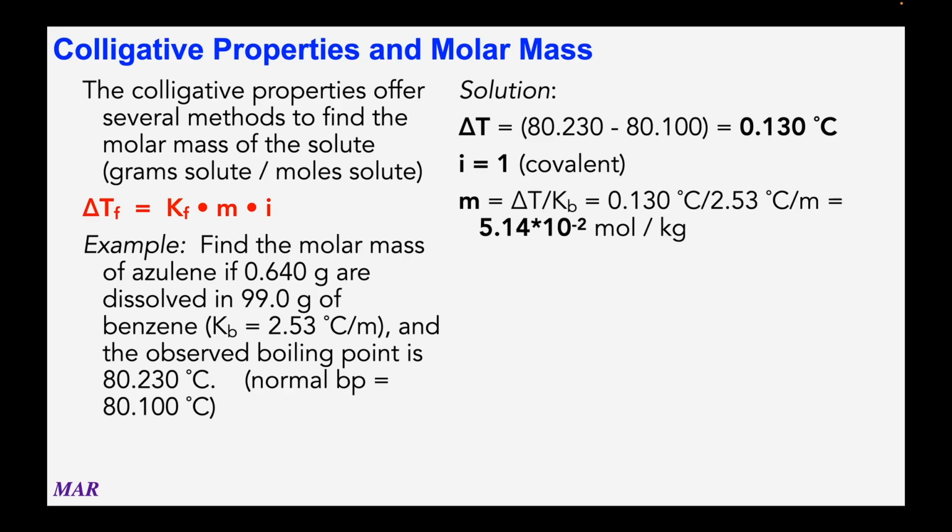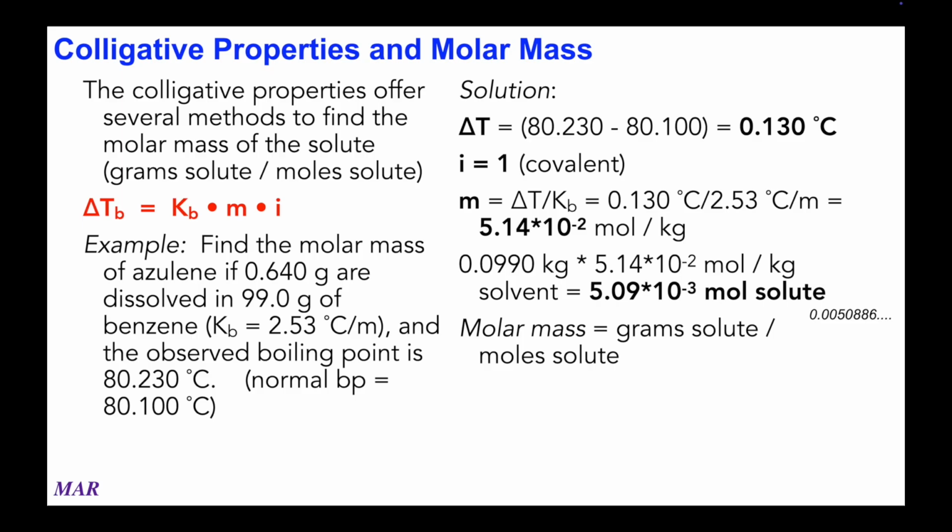m is the molality. It's delta T over K times i technically, but i is just 1, so who cares? When you figure this molality out, it's 5.14 times 10 to the minus 2 moles per kilogram. Now, moles is going to be moles of solute, moles of azolene, and kilograms is going to be kilograms of solvent, kilograms of benzene. So if you take the molality and multiply by the kilograms of benzene, 99 grams divided by 1,000 is 0.0990 kilograms, kilograms times moles over kilograms gives you 5.09 times 10 to the minus 3 moles of solute. And that's moles of azolene.